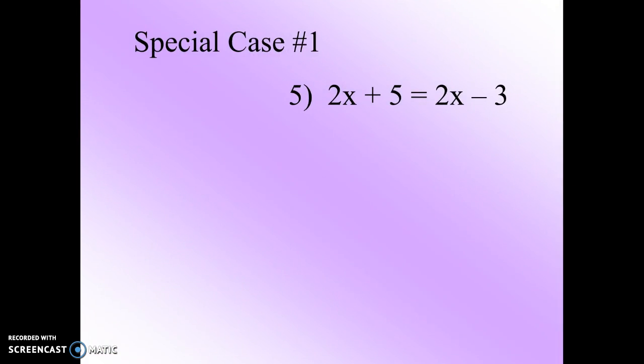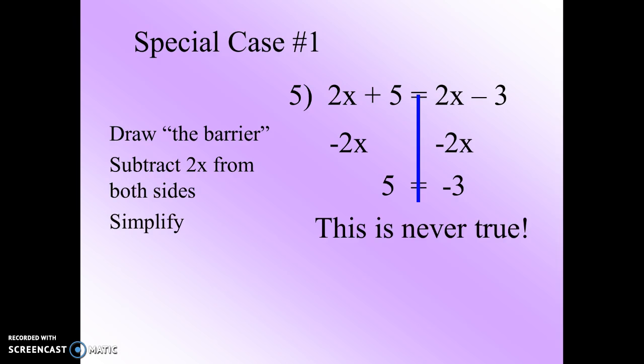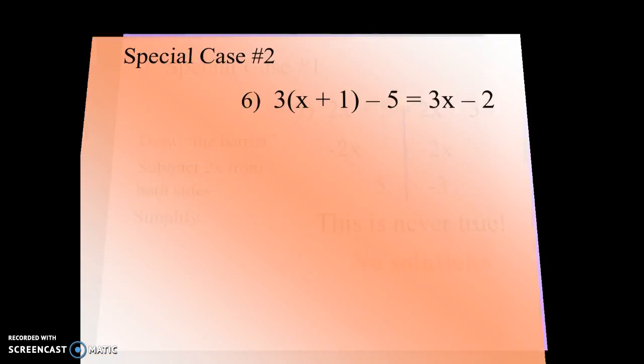Special case. What's going to happen here? Well, I got 2x on both sides, and so something was weird. I don't know which side to move it to. So I'm going to take 2x away from both sides. No more variables. What happened? Well, when you have a statement like this, there's never any true value that will work for x. This is never true. So we say there's no solutions.